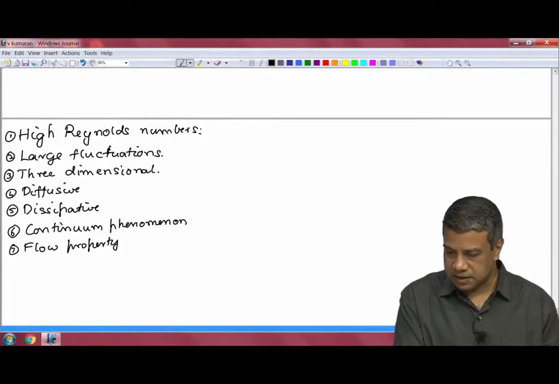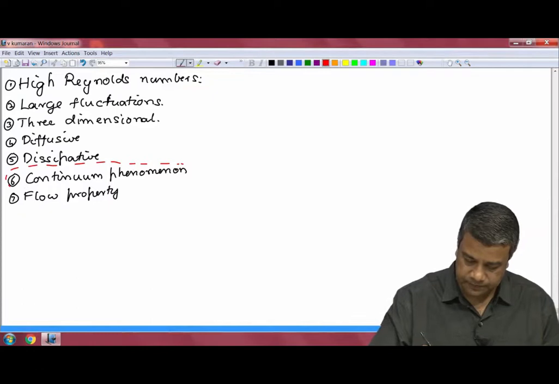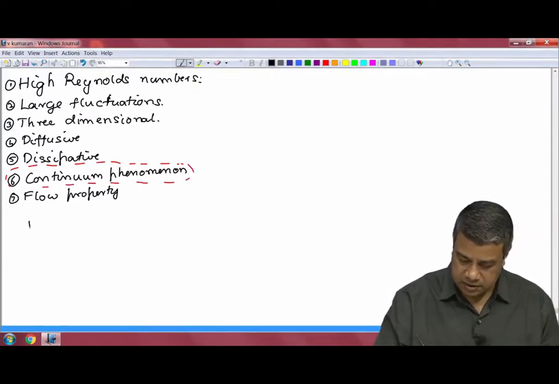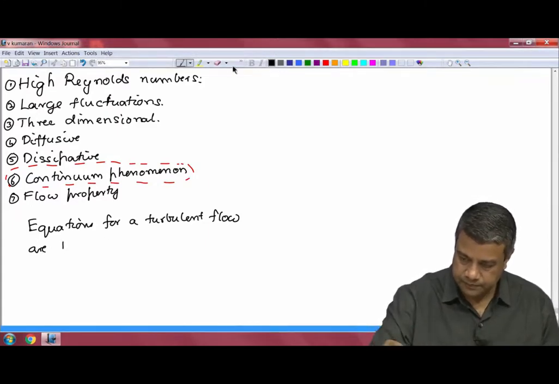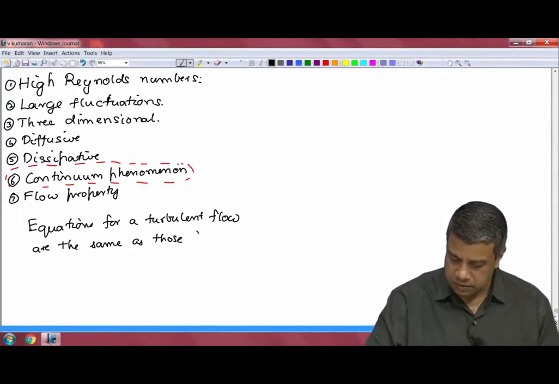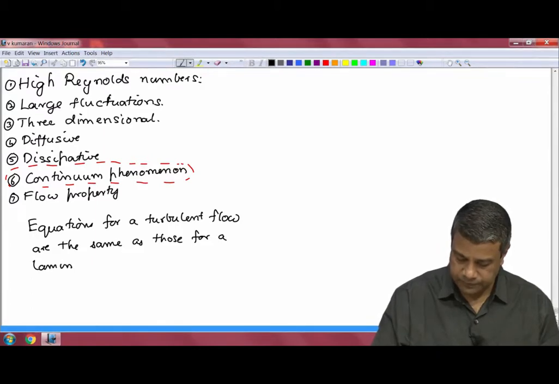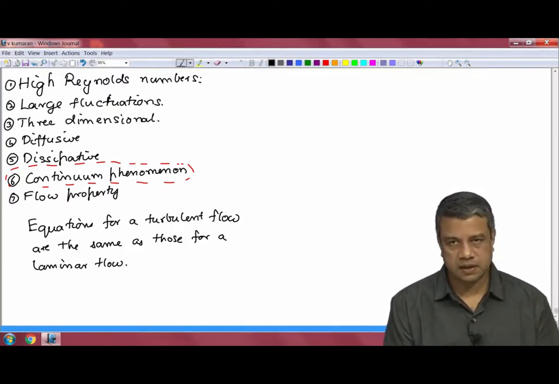Why does this transition to turbulence take place? First thing is, as I said, turbulence is a continuum phenomenon. The equations for a turbulent flow are the same as those for a laminar flow. You can solve the same equations to get both the turbulent and the laminar solutions.